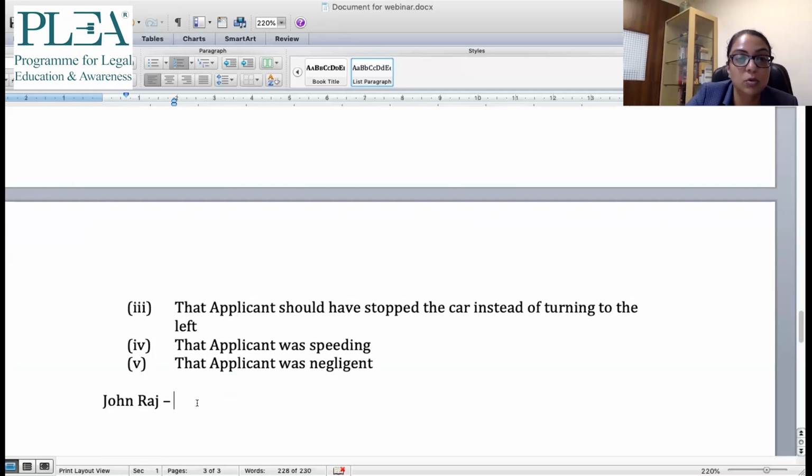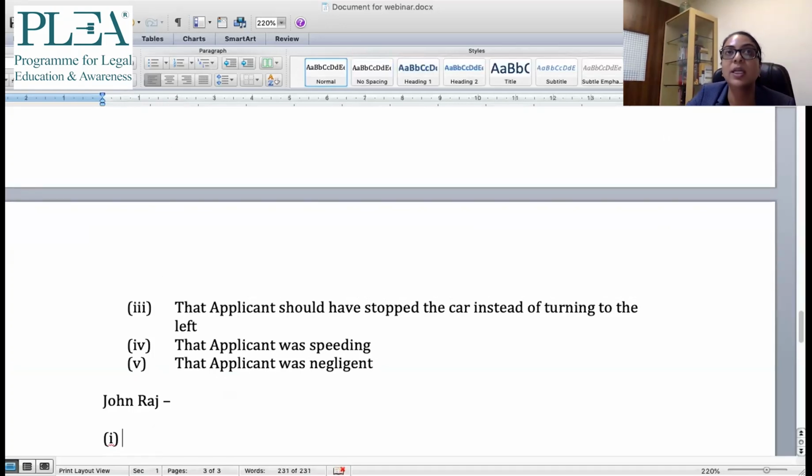Okay, now let's go to John Raj. What has John Raj said in his evidence and what can we aim to cross-examine him on? Can we decide on that? Ma'am, Mr. John Raj has said that he was explaining about some commodities which he had bought from the mall to the applicant. So a point can be noted that both of them were conversing and there is a chance that the applicant was not paying complete attention towards his driving.